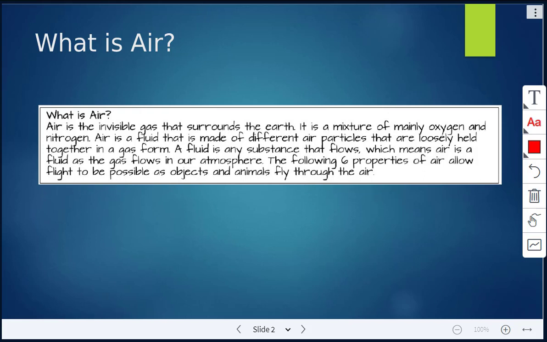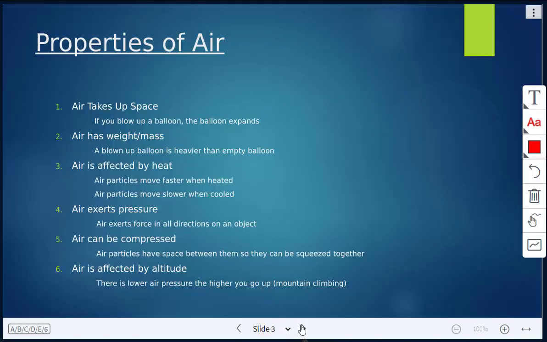Now we're going to look at the 6 properties of air that allow flight to be possible because objects and animals are able to fly through the air. So there's 6 properties we're going to talk about. The first one is that air takes up space. All right, so for example, if you blow up a balloon, the balloon starts to expand, therefore air takes up space.